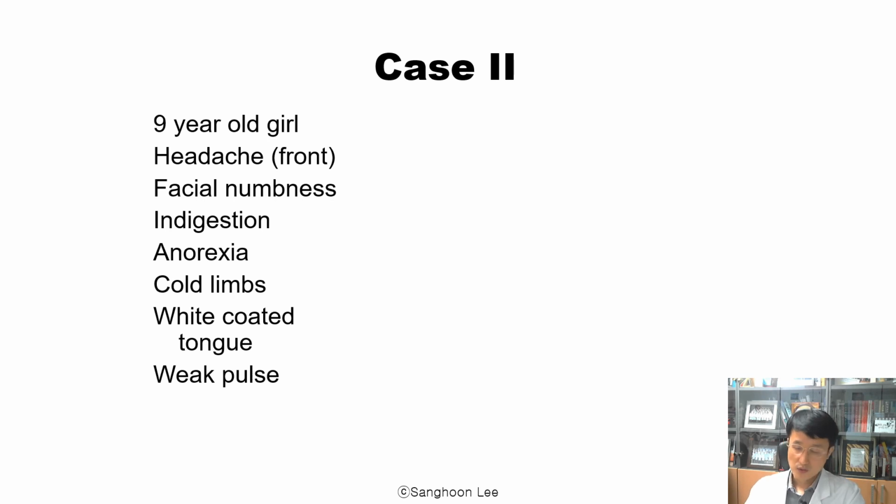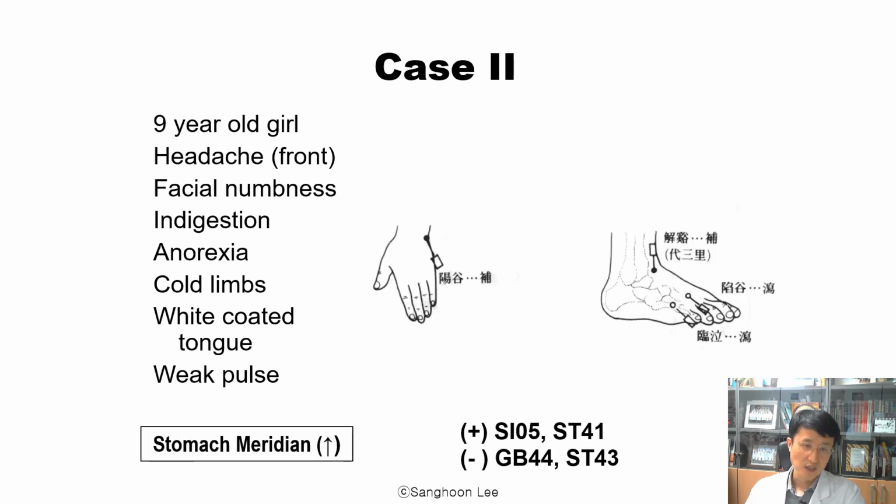Case 2. The answer is reinforcing the stomach meridian. Our face and forehead are related with our stomach meridian according to the pathway. And indigestion, anorexia is a stomach function problem. And cold limbs, spleen and stomach are related to our 4 limbs. And cold limbs mean the circulation of our 4 limbs is not good. So it is more stomach meridian overall.